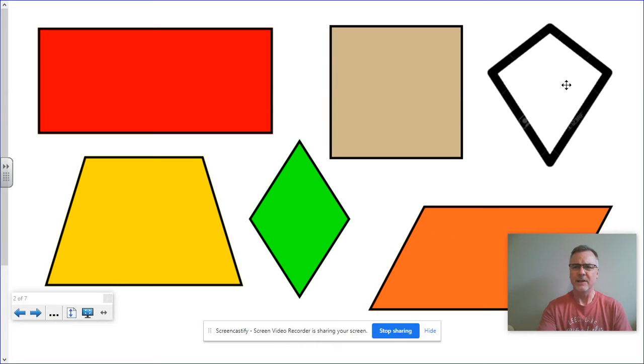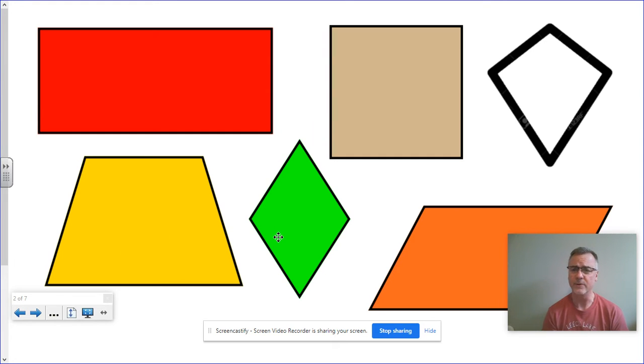Kites are very interesting. Lots of people get confused with kites. They have two sets of equal sides that are adjacent to each other, or next to each other. So there's one set of adjacent sides and another set of adjacent sides. But you can see that all four sides are not the same length. You have two sets of sides that are the same length. Trapezoids come in many different sizes and shapes. This is a very common one.